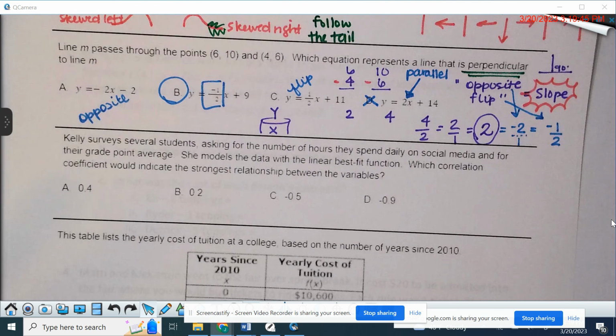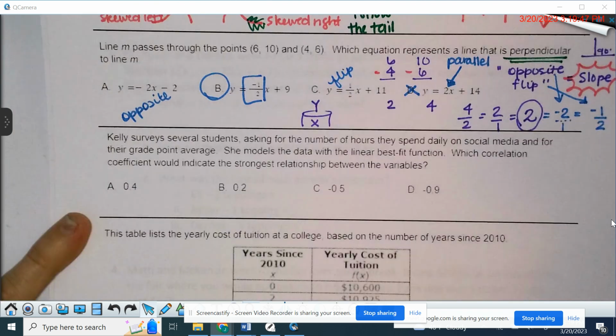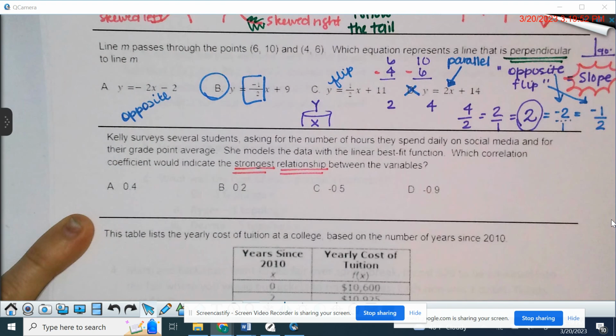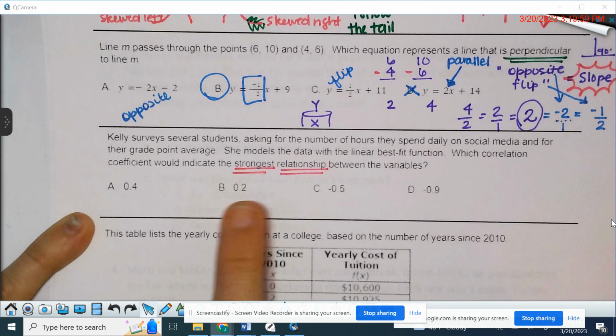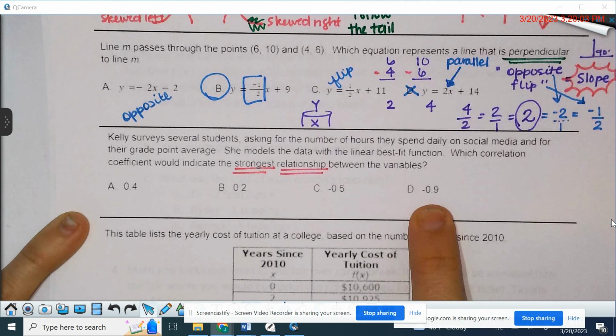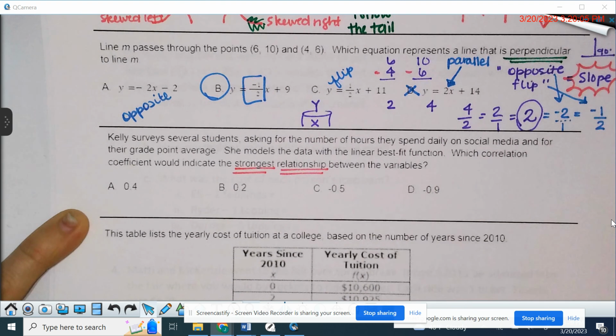Which correlation coefficient would indicate the strongest relationship between the variables? So strongest relationship. Correlation coefficient. That's what you've been doing the last couple of days. I'm going to give you a second and let's see if you have it. Take a minute. So I got 0.4, 0.2, negative 0.5, and negative 0.9. Which answer do you think is the strongest relationship?